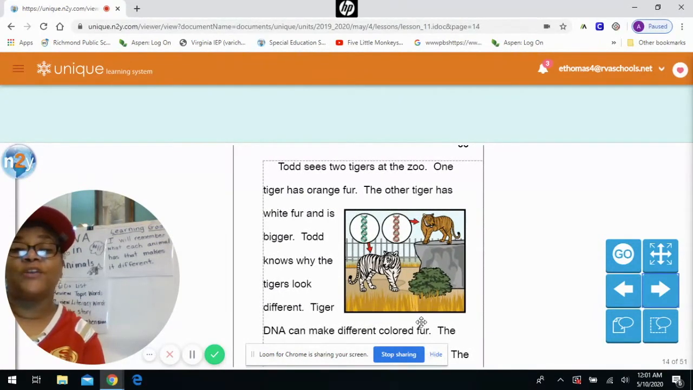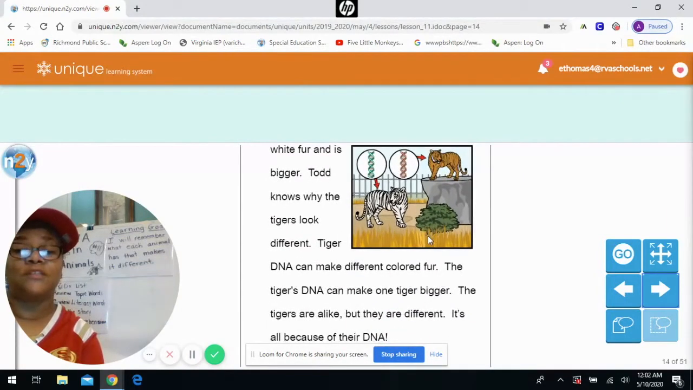Todd sees two tigers at the zoo. One tiger has orange fur. The other tiger has white fur and is bigger. Todd knows why the tigers look different. Tiger DNA can make different color fur. The tiger's DNA can make one tiger bigger. The tigers are alike, but they are different. It's all because of DNA.